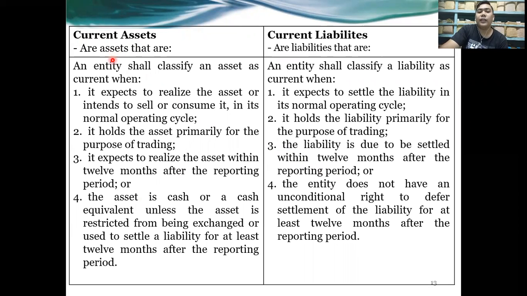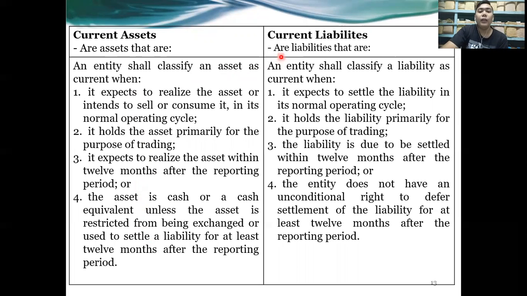Okay, a current assets are assets that it expects to realize the asset or intends to sell or consume within the normal operating cycle, which is normally 1 year. Next, it holds the asset primarily for the purpose of trading. It expects to realize the asset within 12 months. Okay, the asset is cash or a cash equivalent unless the asset is restricted from being exchanged or used to settle a liability for at least 12 months after the reporting period. So kung wala siya sini sa classification, more or less, non-current assets na siya.